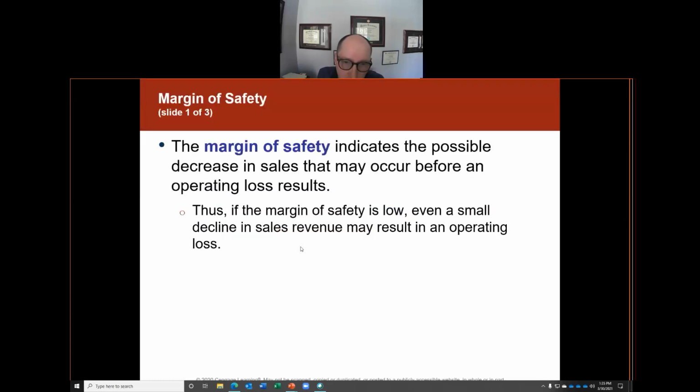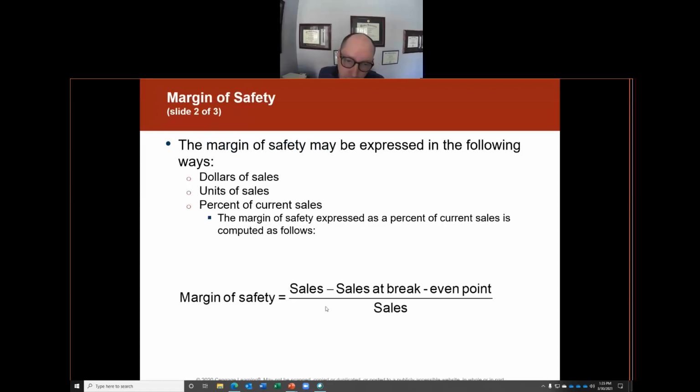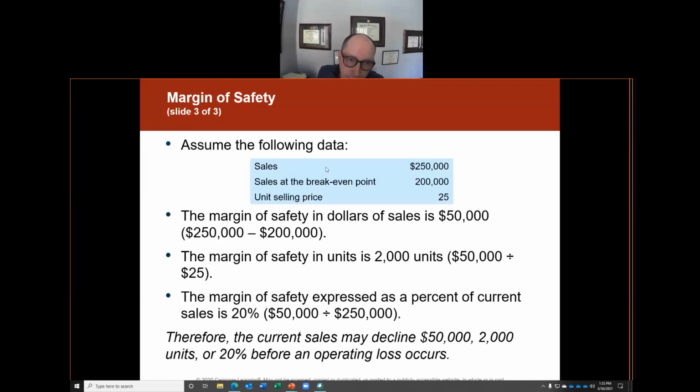One more thing to know: margin of safety. Margin of safety is exactly what it sounds like. If I have a margin of safety, that means that I can safely identify the point before I start to lose money. Don't want to lose money. To find the margin of safety, you take your sales minus the amount that you need to sell at the point of break even, divided by sales. And that will give you your margin of safety.